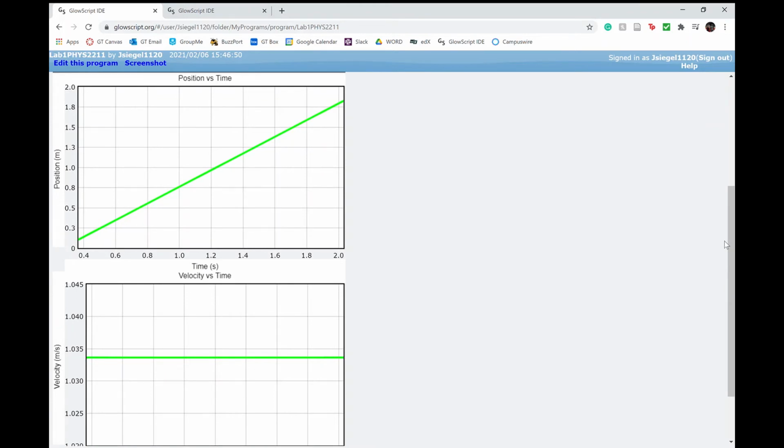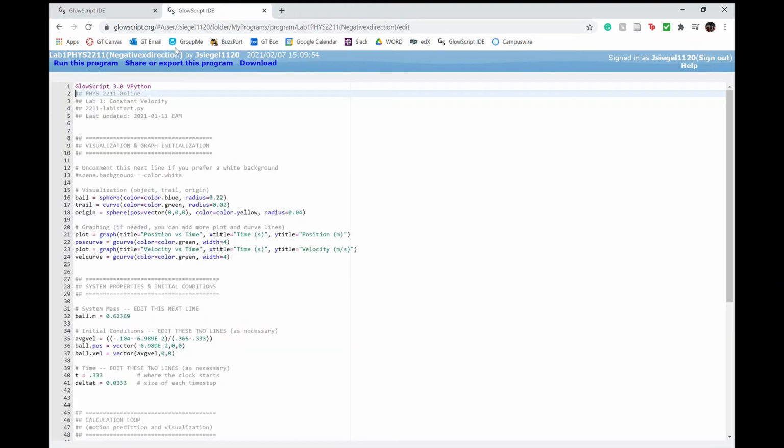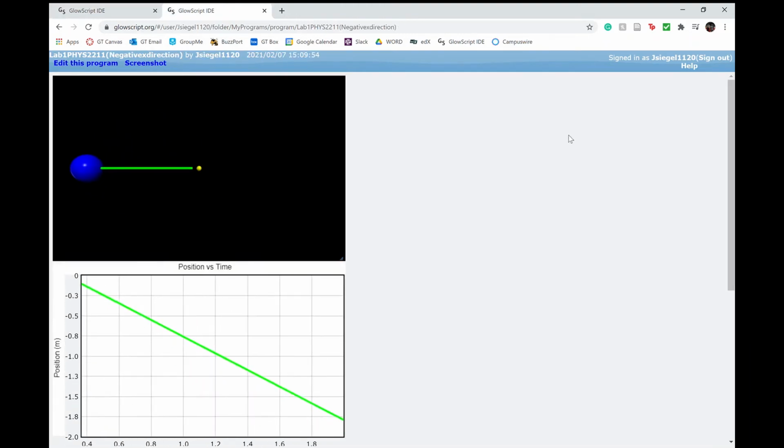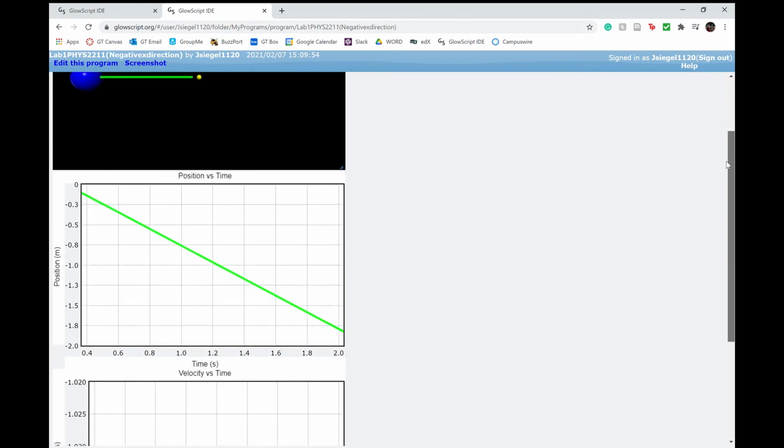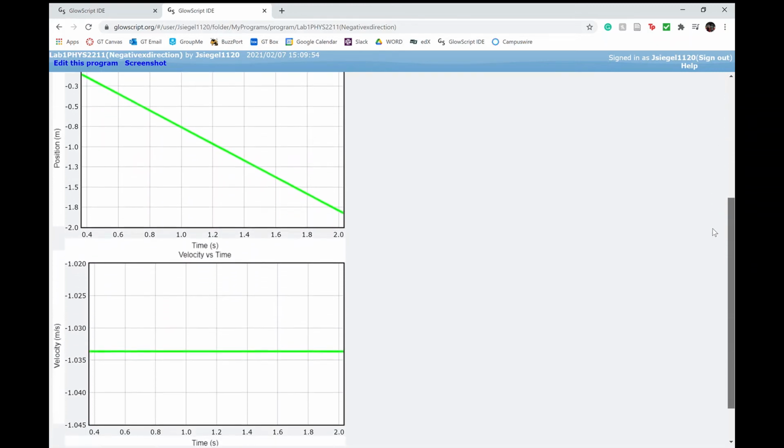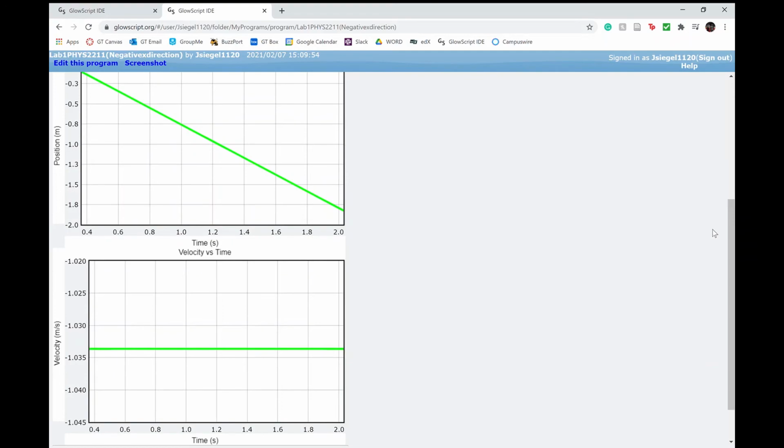I then created a second GlowScript program as if the x-axis was actually going in the negative direction. As can be seen by the computational model, it would be looking like it's going to the left, and the position versus time graph would have the exact same slope, yet in the negative direction, and the velocity versus time graph would look the exact same, yet with a negative velocity.